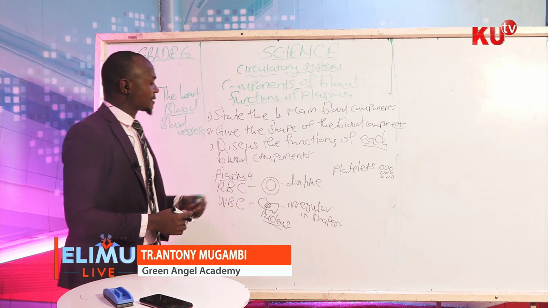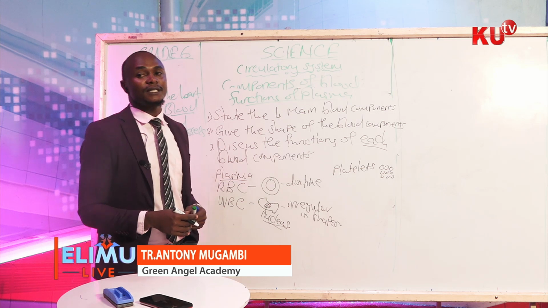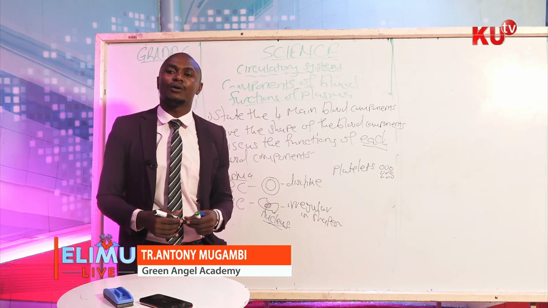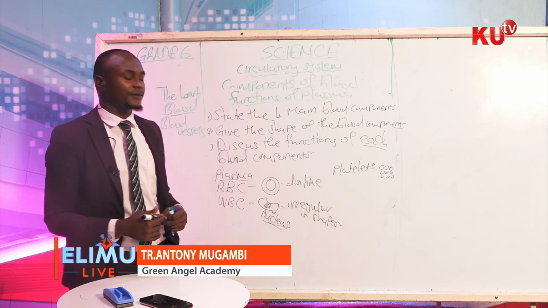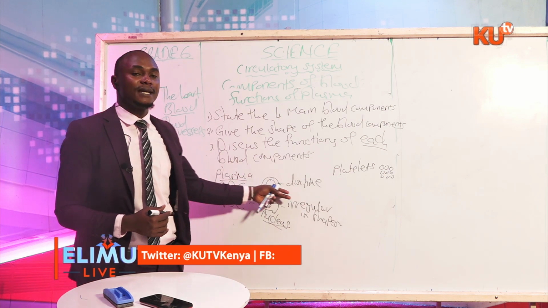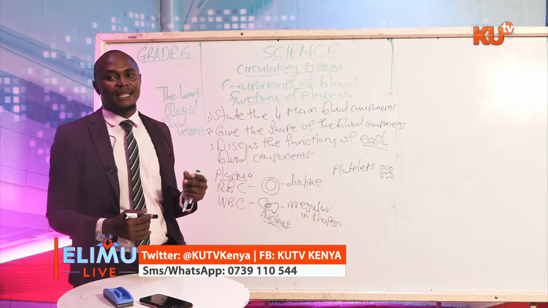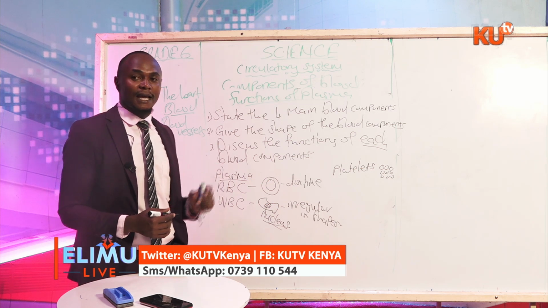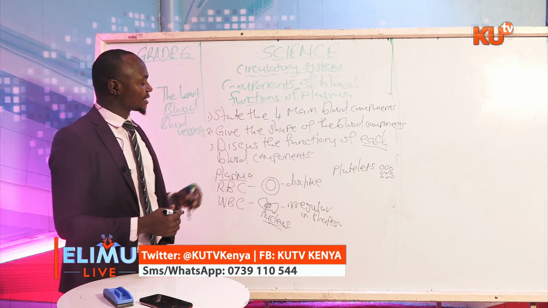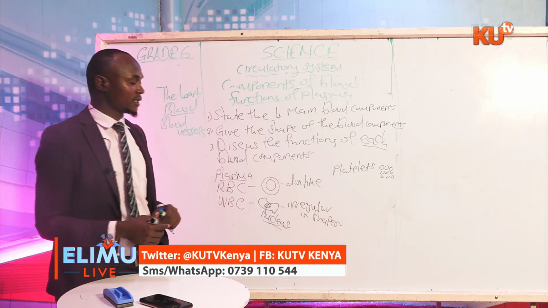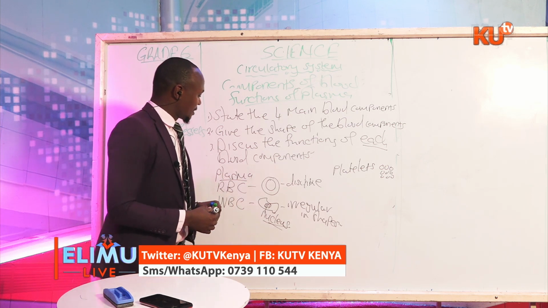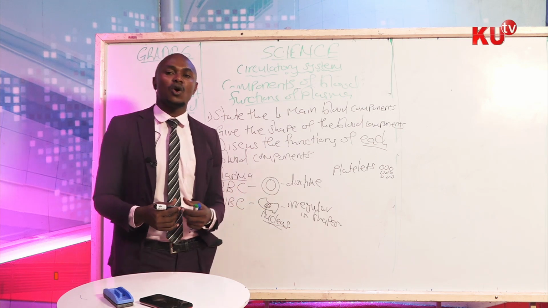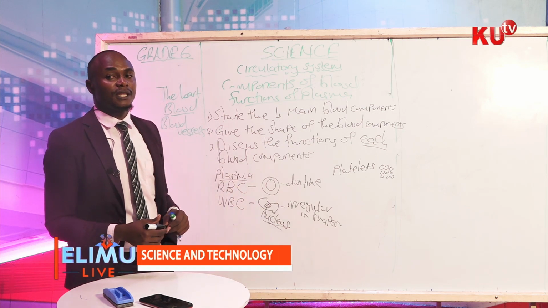The red blood cells, we have seen that this one contains the hemoglobin, where we have seen that hemoglobin is the pigment that gives the blood its color, and it's also the one that combines with oxygen. Therefore, concluding that it is the work of the red blood cells to transport oxygen in the body.